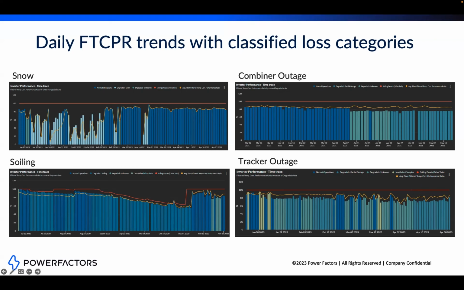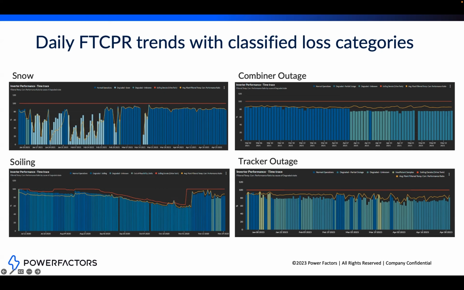So days that are normal performance are in the darker blue, degraded snow is the lighter blue. And this plot shows the typical FTCPR shaped snow losses. Snow events typically start with low performance or even outages on the day of actual snow, followed by slow recovery back up to normal performance over the course of a few days to a week. The classifier uses features based on both FTCPR and precipitation to help identify snow loss.